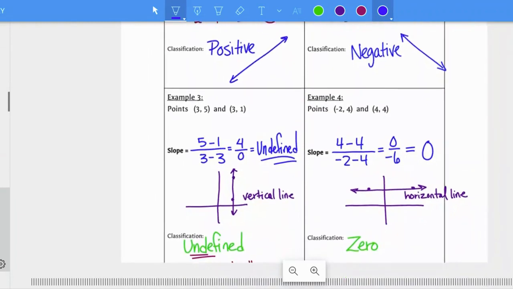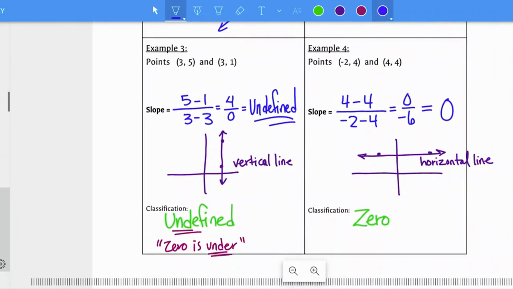If you look at the other 2 examples on that page, you will see what happens when your x coordinates are the same in example 3, and you end up with a 0 on the bottom. That results in an undefined slope and a vertical line. And if your y coordinates are the same, like in example 4, you get a 0 on top of your ratio, meaning a 0 slope or a horizontal line. And those are our 4 classes of slope: positive, negative, undefined, and 0.